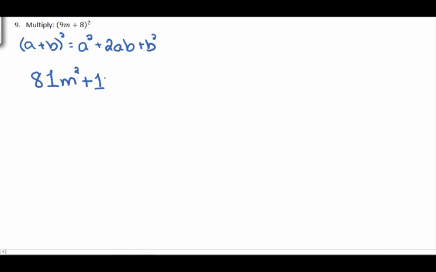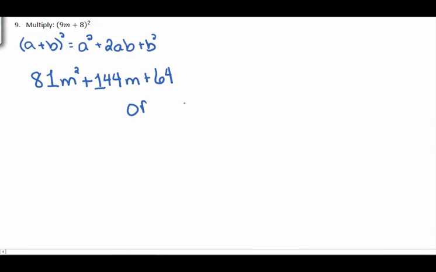Number 9 wants us to multiply. And there are two ways we can do this. The first is using the shortcut that says a plus b squared is a squared plus 2ab plus b squared. Using this method, 9m squared would be 81m squared plus 2 times 9m is 18m times 8 is 144m plus b squared, so 8 squared is 64.